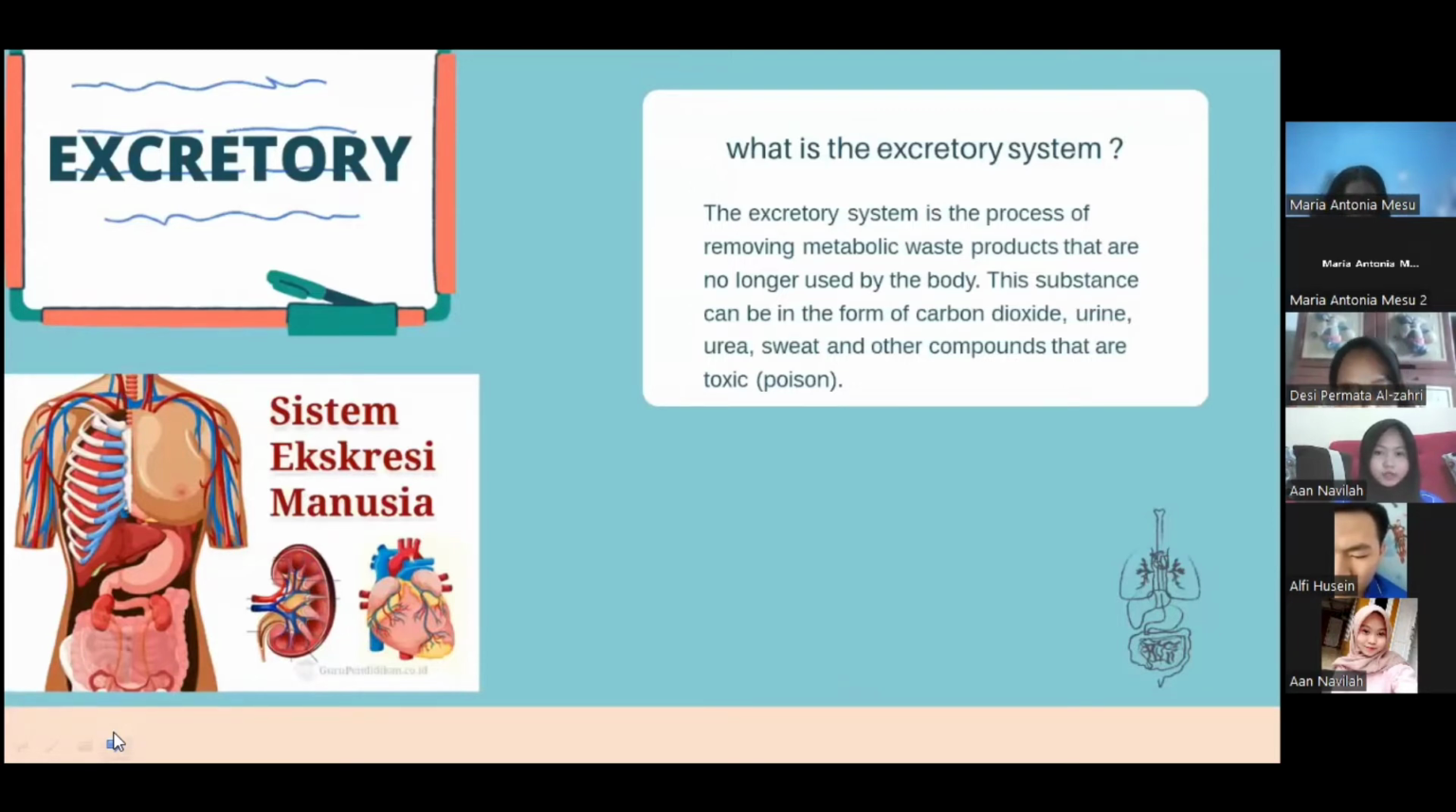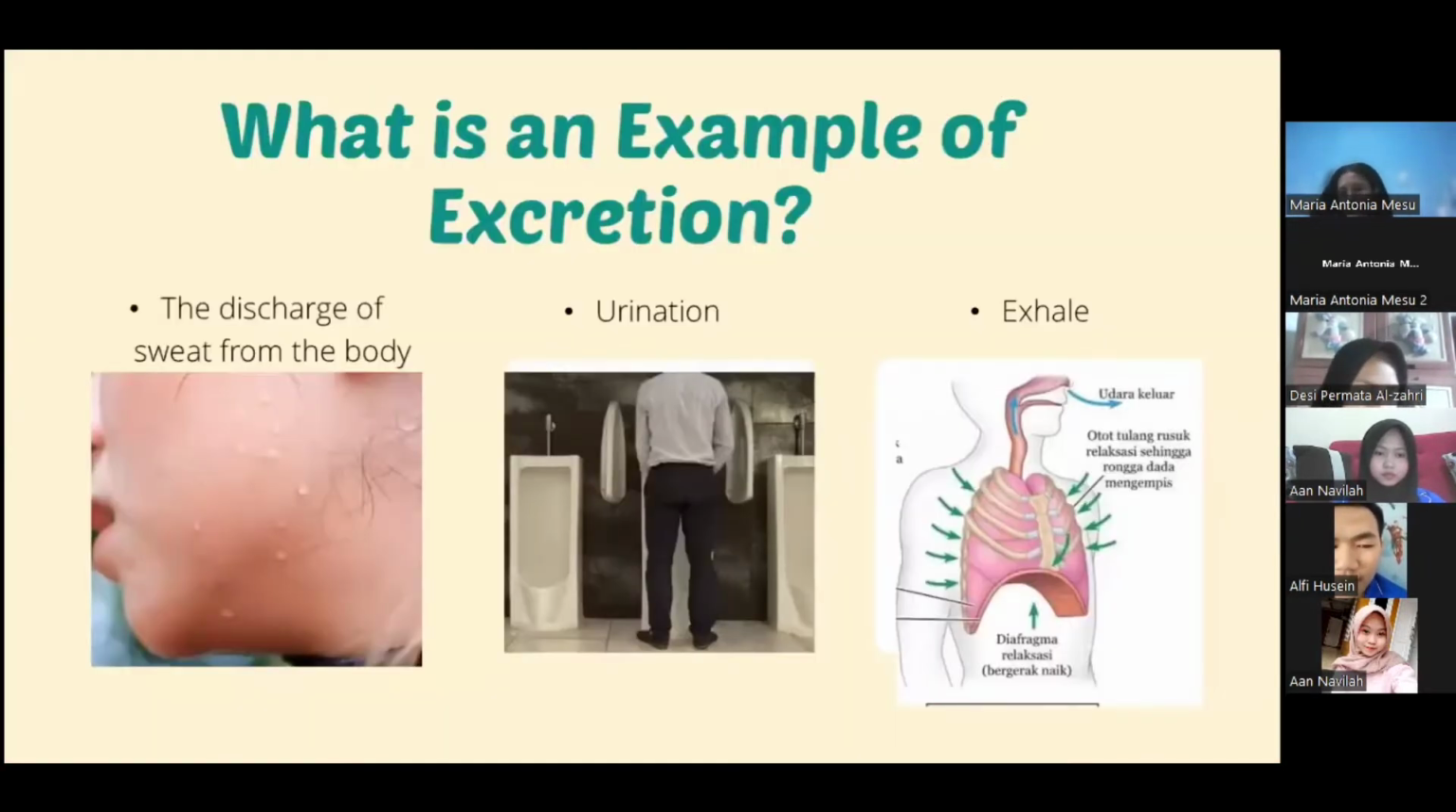First, what is the excretory system? The excretory system is the process of removing metabolic waste products that are no longer used by the body. The substances can be in the form of carbon dioxide, urine, urea, sweat, and other compounds that are toxic or poison. Next. What is an example of excretion? The discharge of sweat from the body, urination, and exhaling. Next.